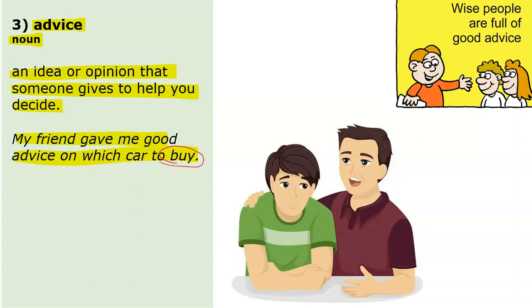So if you don't know about something, you can ask someone else who knows more. And when they tell you, that is called their advice. So your friend can give you advice about what to do or how to buy something. And we can say that wise people are full of good advice. So someone wise is usually older than you. That means they know more things or they have tried more things. So if you ever don't know what to do about something, you can ask for advice.